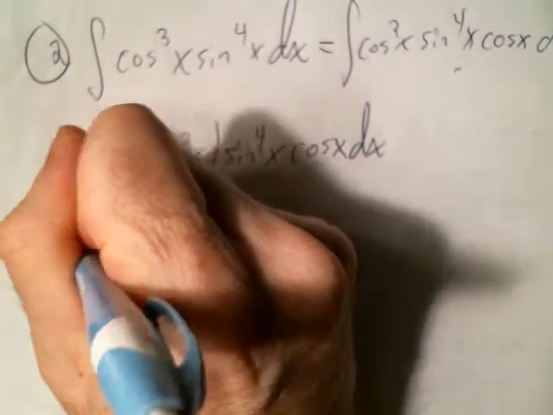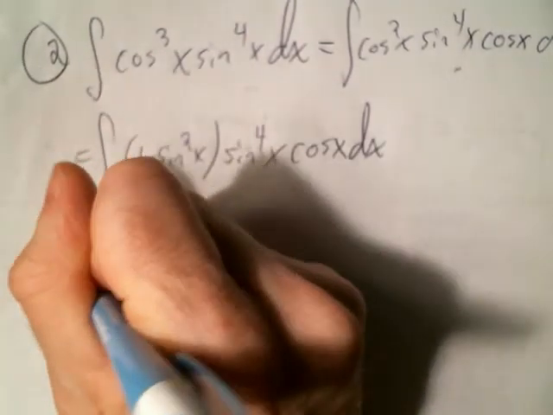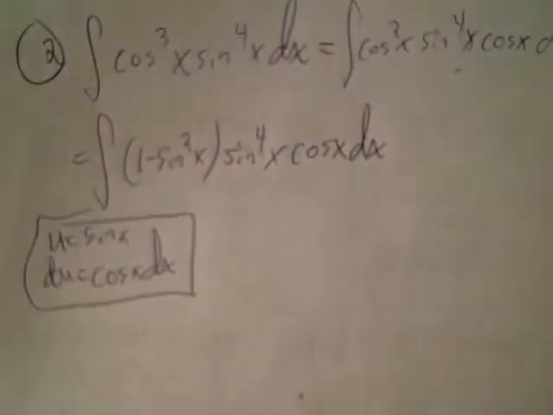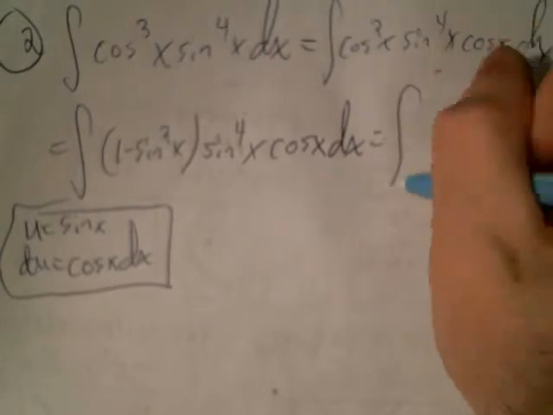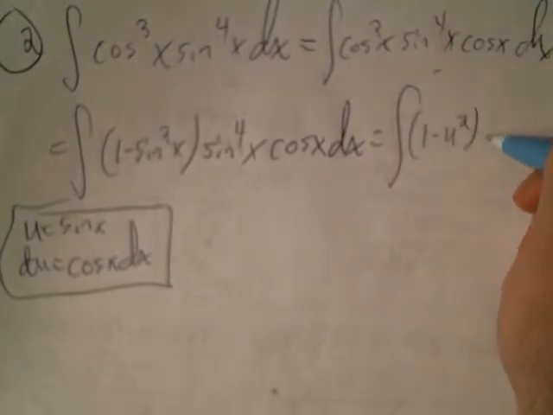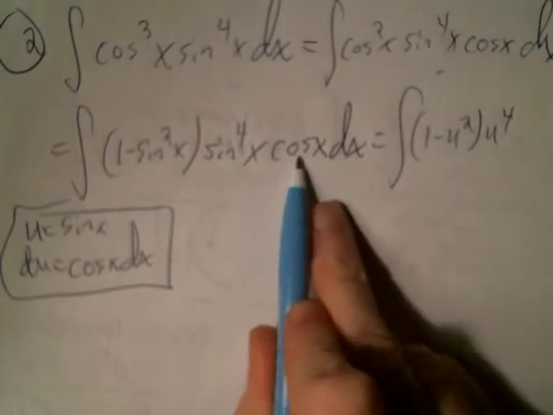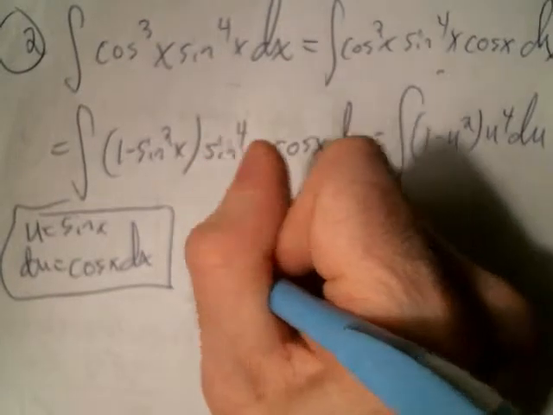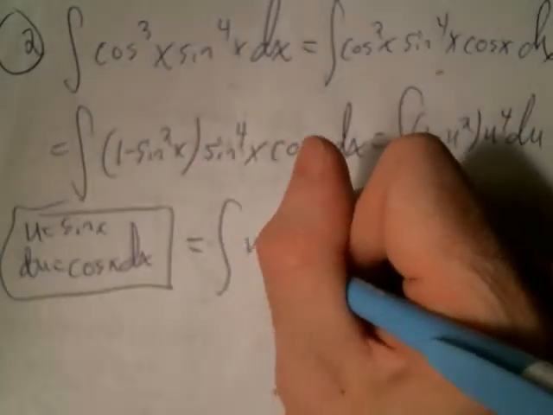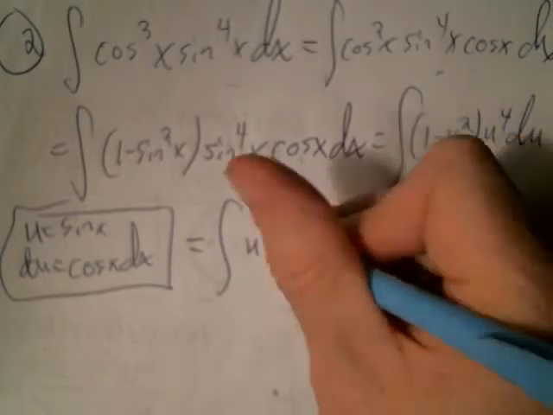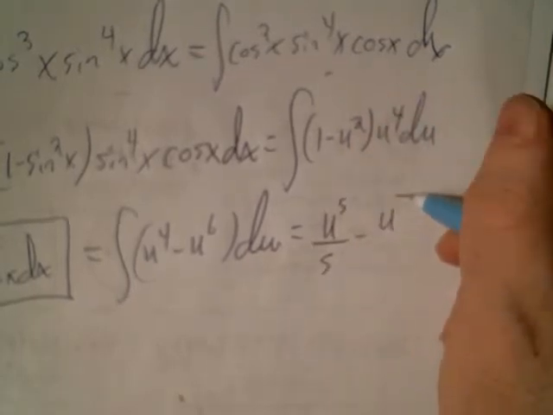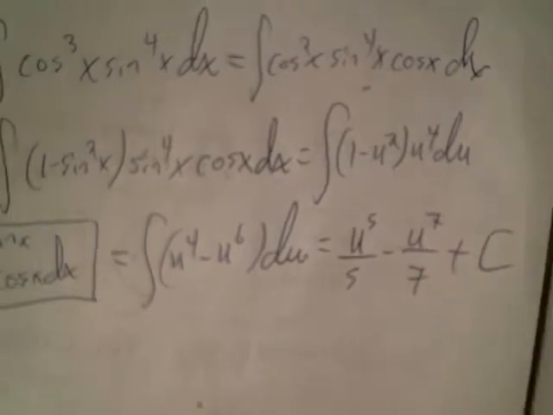So I'm going to let u be sine x. Du is just cosine x dx. So I can replace everything. I get 1 minus u squared times u to the fourth times du. I can distribute: u to the fourth minus u to the sixth du, and then integrate. So I get u to the fifth over 5 minus u to the seventh over 7 plus c.